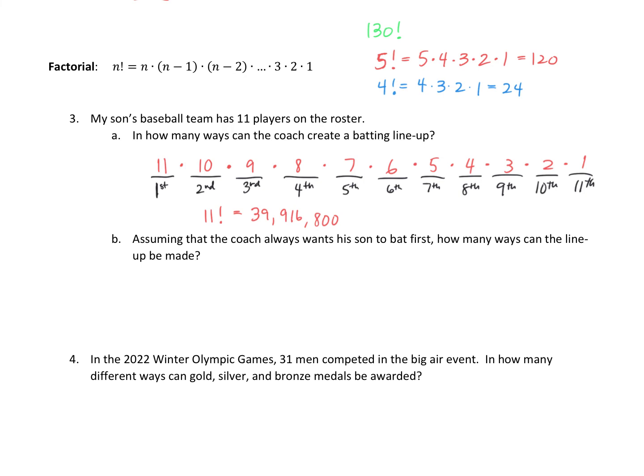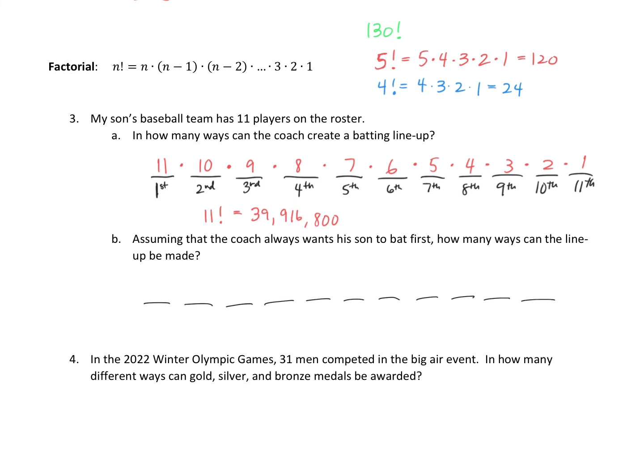All right, part B. Assuming that the coach always wants his son to bat first, how many ways can the lineup be made? So we have the same lineup, but now we're forced into having the first person chosen for us. 6, 7, 8, 9, 10, 11. So here are my blanks.